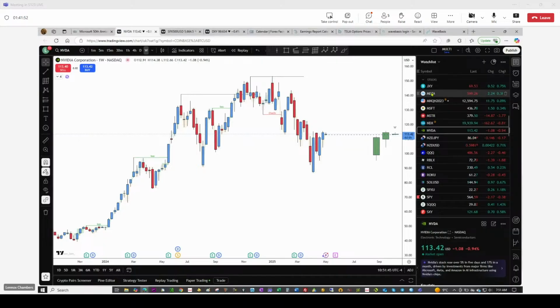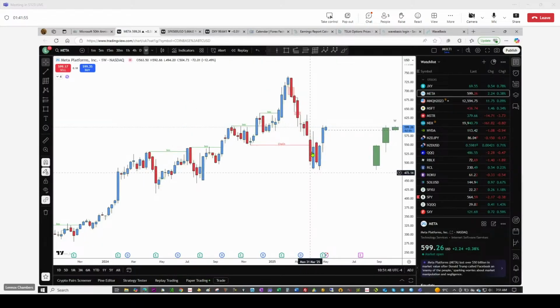Meta looks good as well. Nice 1, 2, 3 bottom. Looking like we're going to have a strong move in the short term, anyways. Back to the upside for most of these stocks.